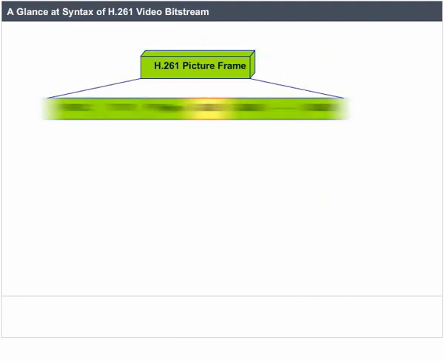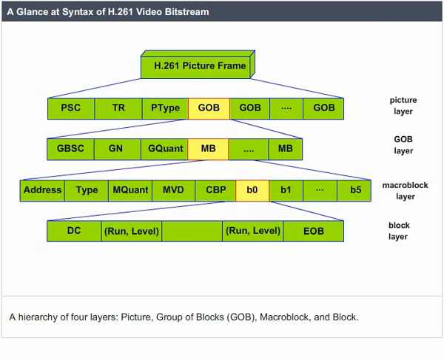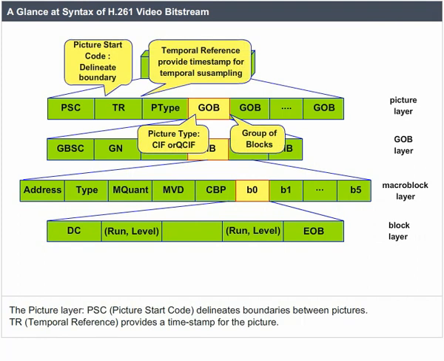A glance at the syntax of the H.261 video bitstream. A hierarchy of 4 layers: picture, group of blocks (GOB), macroblock, and block. The picture layer: PSC, the picture start code, delineates boundaries between pictures. TR, the temporal reference, provides a timestamp for the picture.